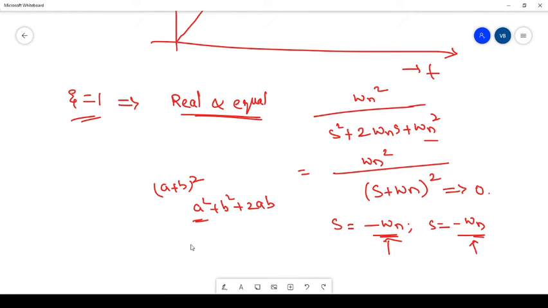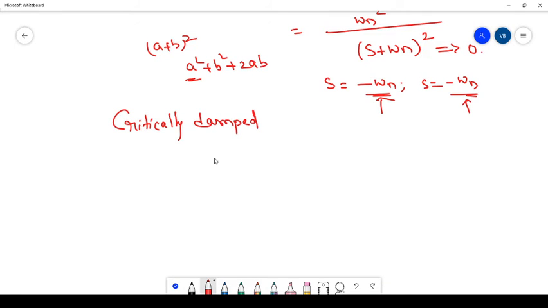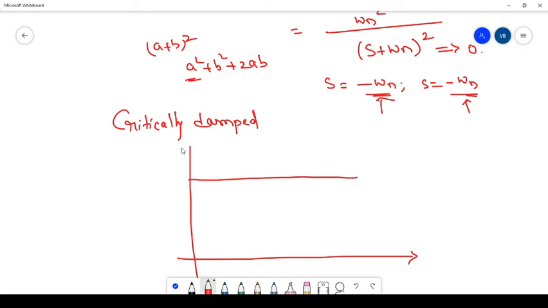Okay, so what is the response called? That response we are going to call a critically damped response. A critically damped response does not have any overshoot or oscillations; it directly reaches the output like an exponential increase. So let us take this as the input u of t. The output varies like this and finally reaches here. This is the output and this is the input. This is the response when zeta is equal to 1.